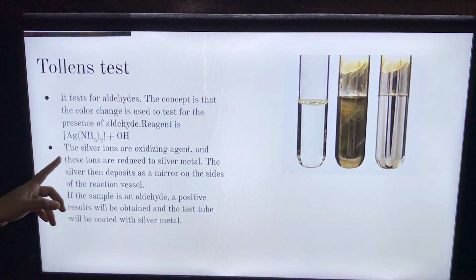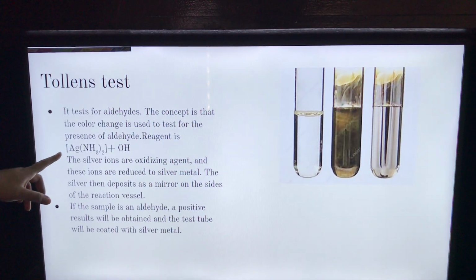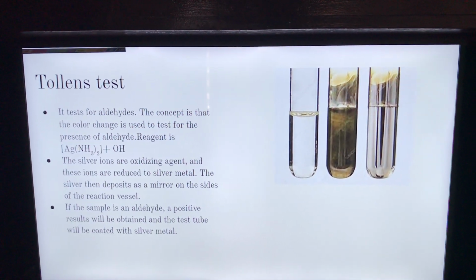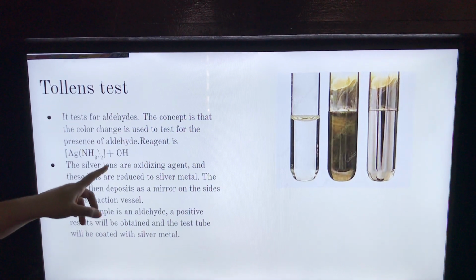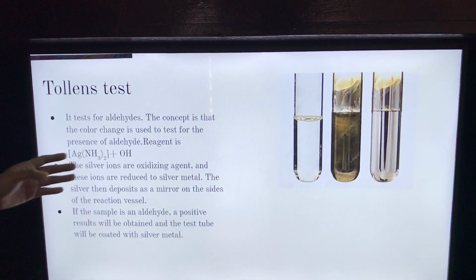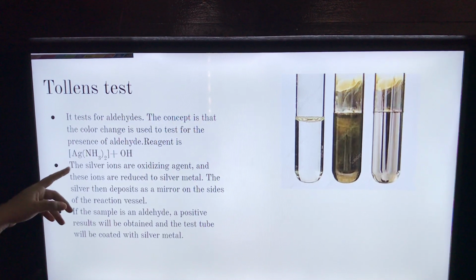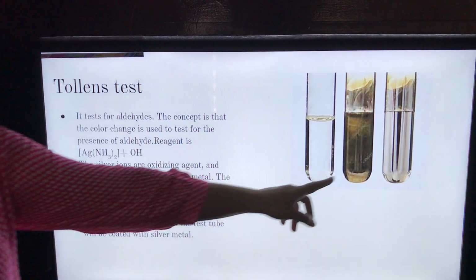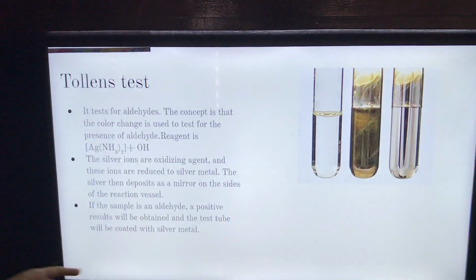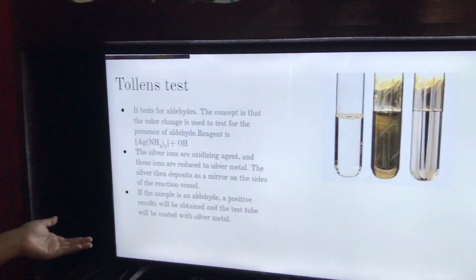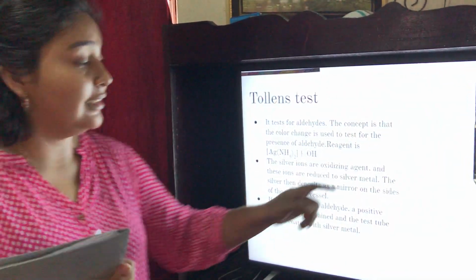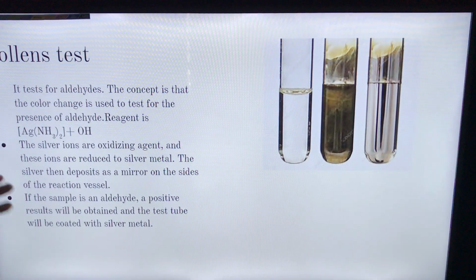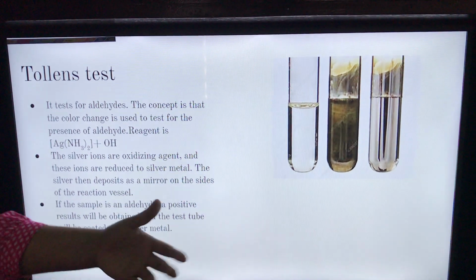So we will be using, this is the reagent, and this is diamine silver 1 complex with the presence of OH. Now, the concept behind it is that the silver ions within the reagent are the oxidizing agent, and these ions are reduced to silver metal. Now, the silver then deposits as a mirror on the sides of the reactant vessel. Therefore, if the sample is an aldehyde, a positive result will be obtained, and the test tube will turn silver. And that is how we will know that there is a presence of aldehyde within the substrate that we are testing.